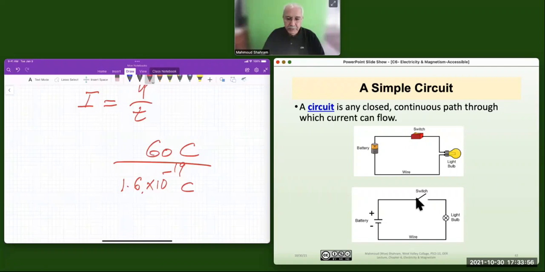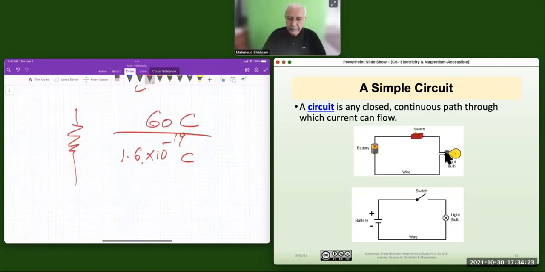A switch looks like this. A battery is shown with two lines, one larger than the other, a positive and a negative, and the wire is just a line. The light bulb, or a load, we can show like that. For a resistor, we show it like this. Instead of this light bulb, it could be just a resistor.